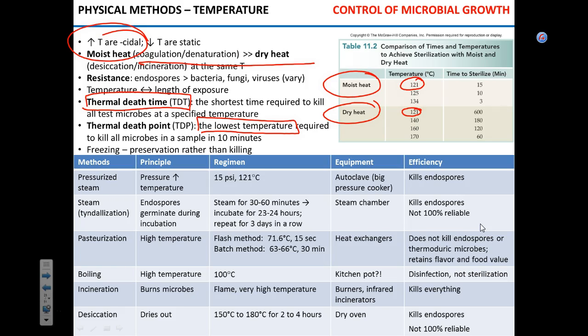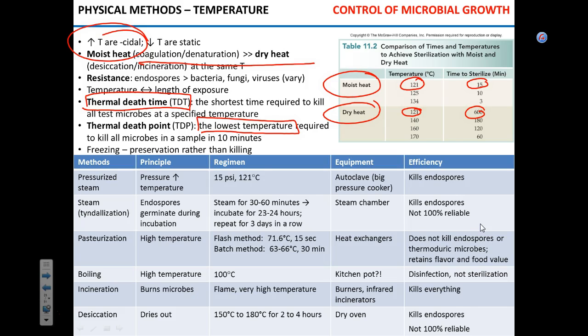121 Celsius. Thermal death time for moist heat is 15 minutes. For dry heat, 600. 40 times more. So it shows you the difference in effect. Can you see that? Okay.